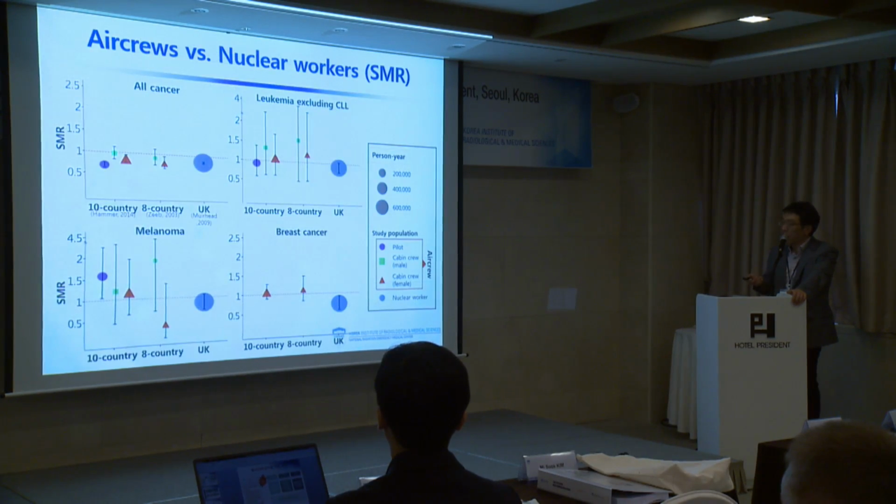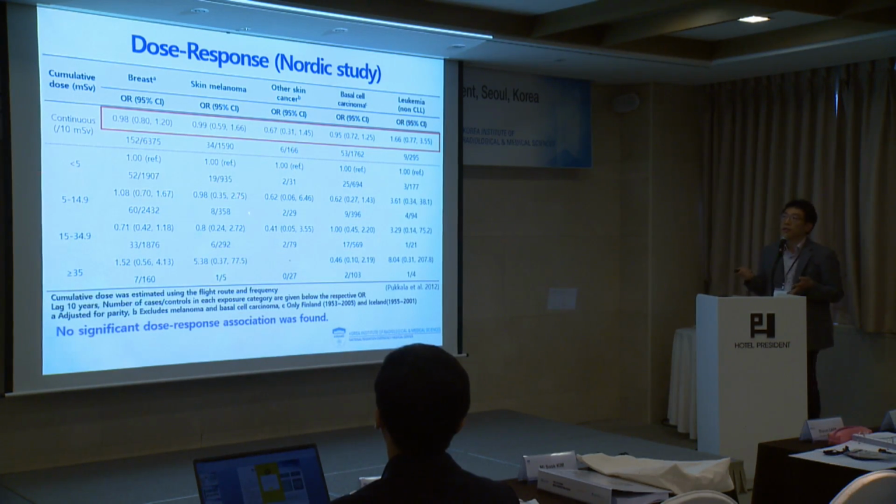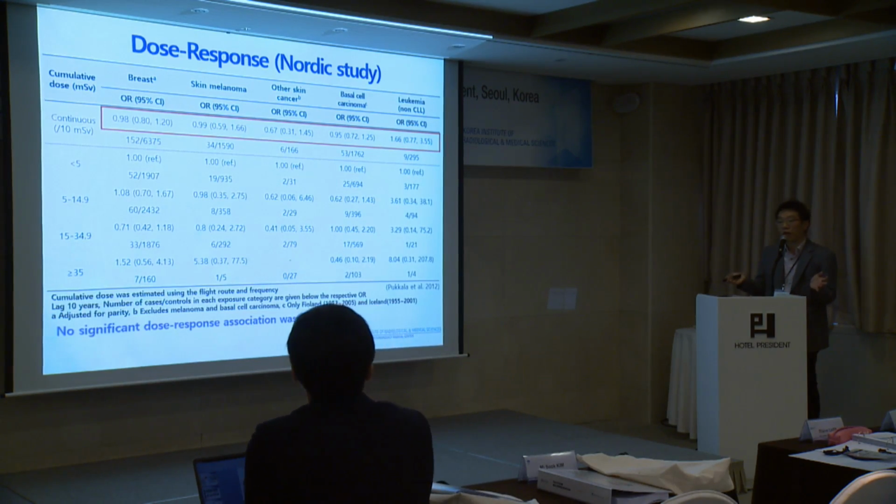So this measurement for SMR doesn't take into account the radiation dose, just the cancer risk compared to the general population. Now let's look at their cancer risk associated with the radiation dose. The Nordic study analyzed the dose response for several cancer risks in air crews. As you can see, the response was not statistically significant. So we are not sure so far that air crews have an increase of cancer risk as radiation dose increases.